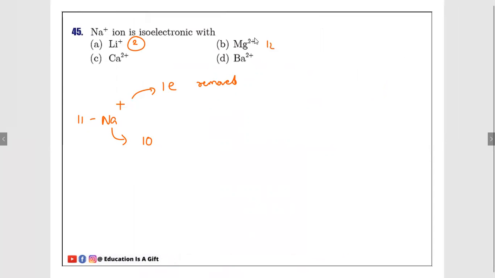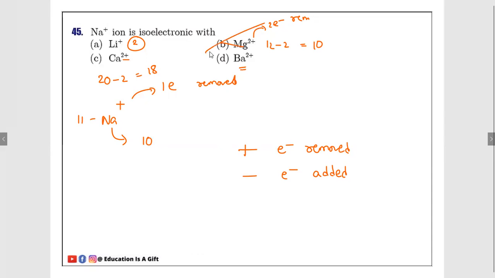Magnesium, it is 12. 2 plus, what is the meaning of 2 plus? 2 electrons got removed. So plus means removed. You have to understand, whenever you see plus, electrons are removed. Whenever you see minus for an ion, electrons are added. Now if you see magnesium 2 plus, 2 electrons are removed. 12 minus 2, it is 10. Yes, it is becoming 10. Calcium is 20, 2 plus, 2 electrons removed, 20 minus 2, it is 18. Barium, so no, it is not equal. So you can say the answer is magnesium, B.